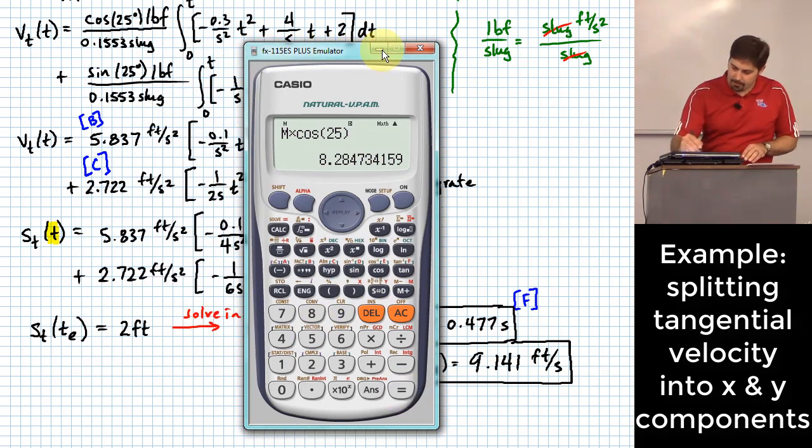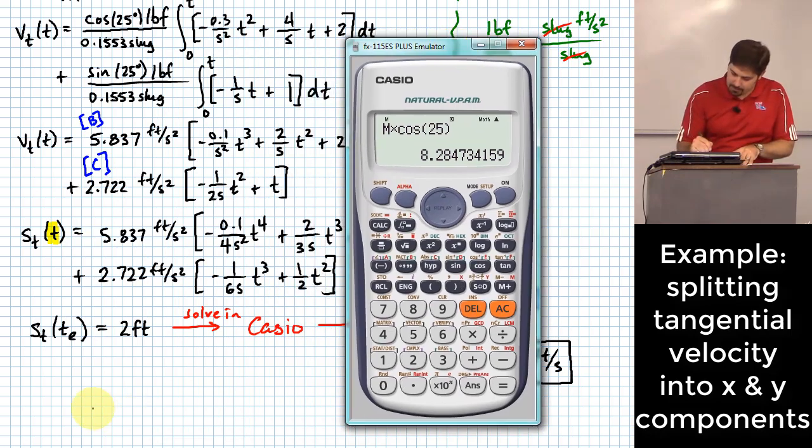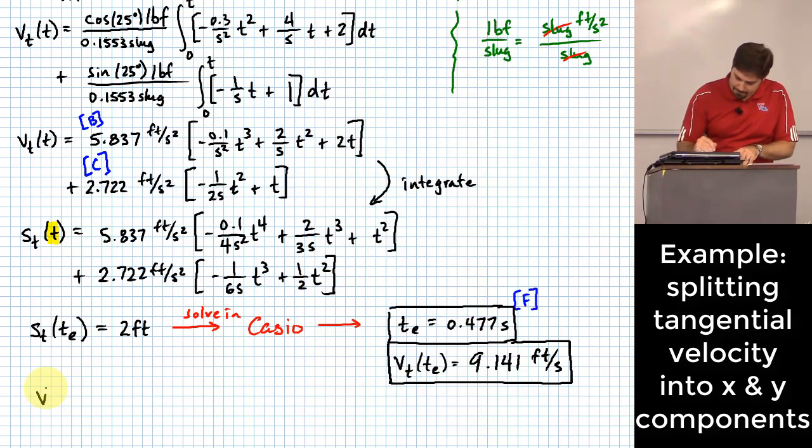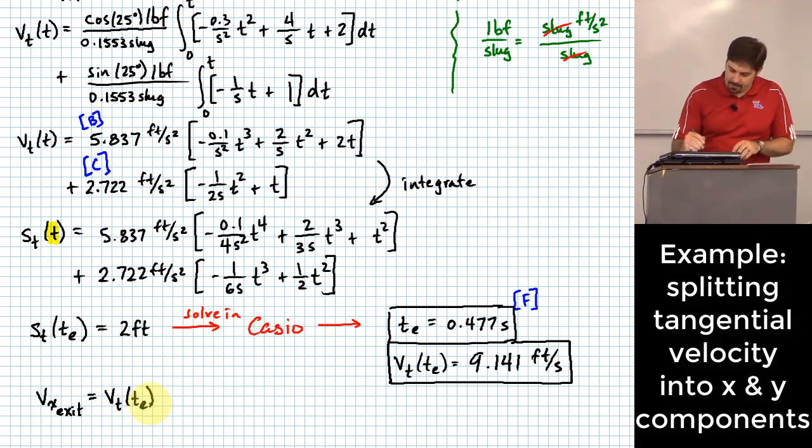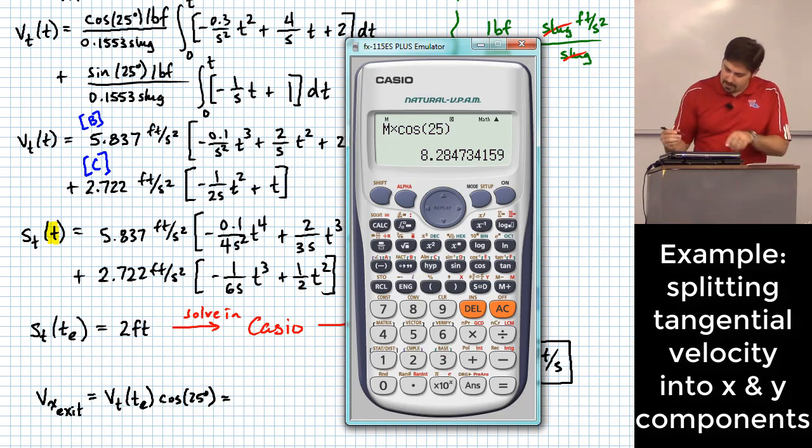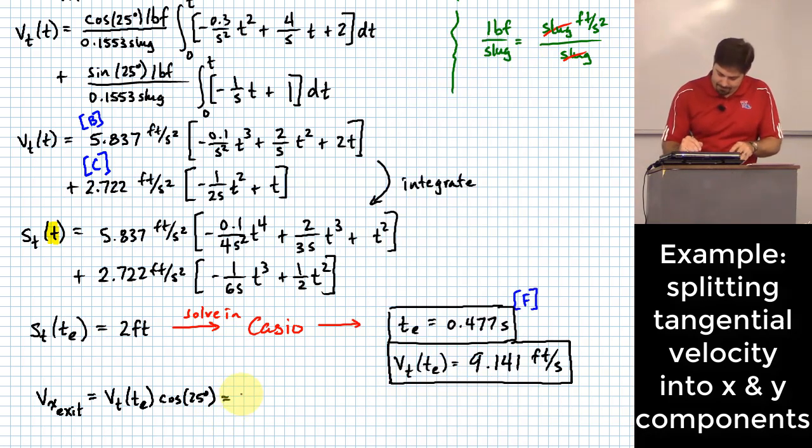Okay, so I better write that out so it's not confusing what I'm doing. We'll say the velocity in the x direction at exit is going to be equal to the velocity in the tangential direction at that exit time times the cosine of 25 degrees. That's what I just did. And what that gives me is 8.285 foot per second.